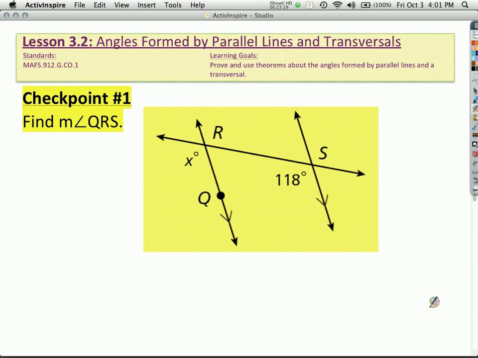So what'd you get? Start with Alexandra, Eric, Stephanie, and then we'll go more if we need. What'd you get? 62. Okay, 62 degrees. You all think it's 62 degrees because it's 62 degrees. Someone talk me through the logic. How'd you figure that out? Use actual geometric terms. Go ahead.